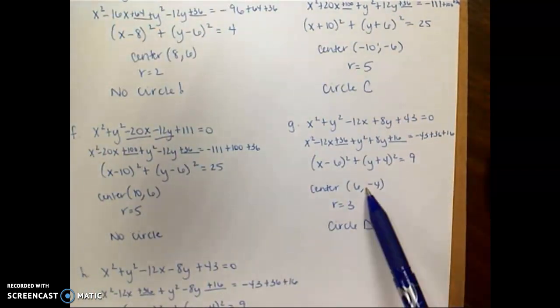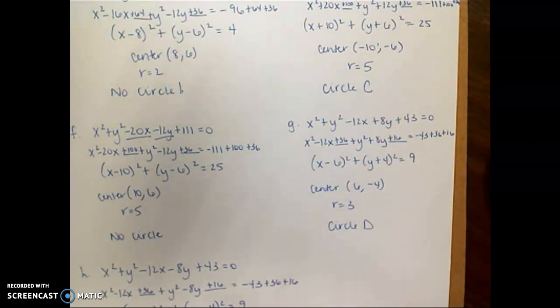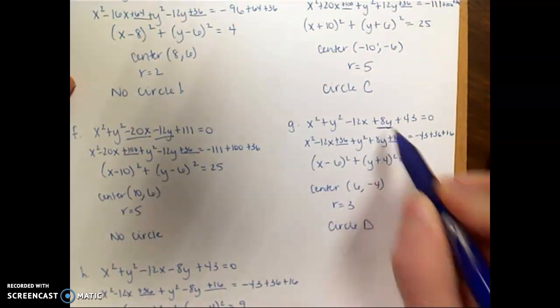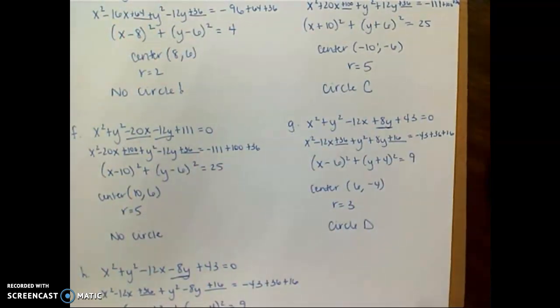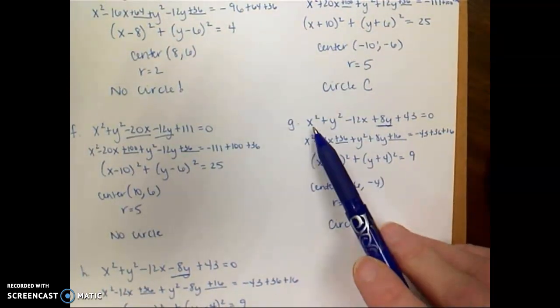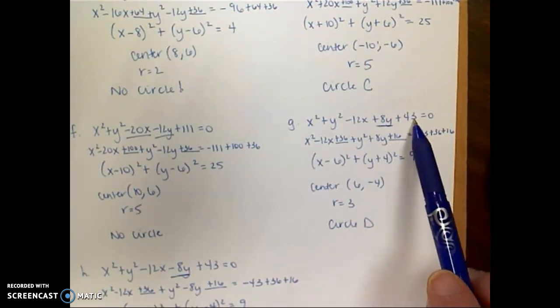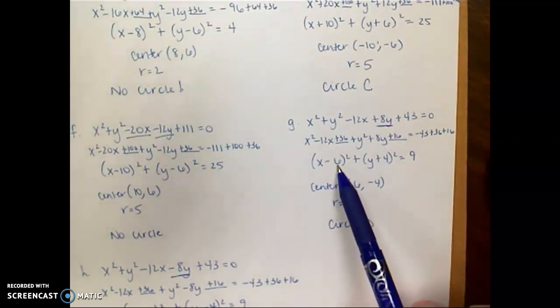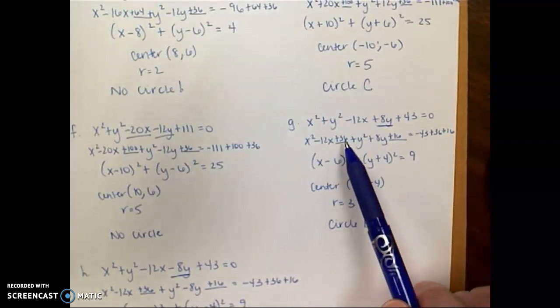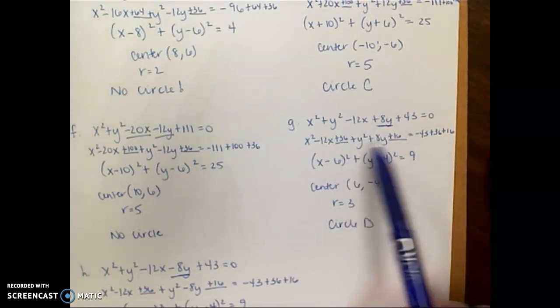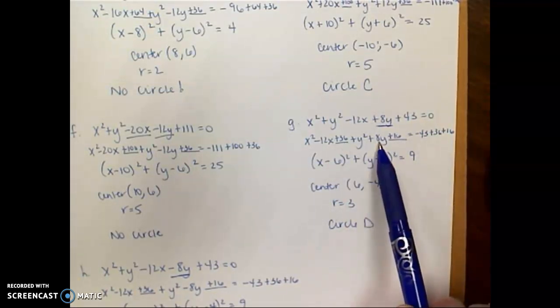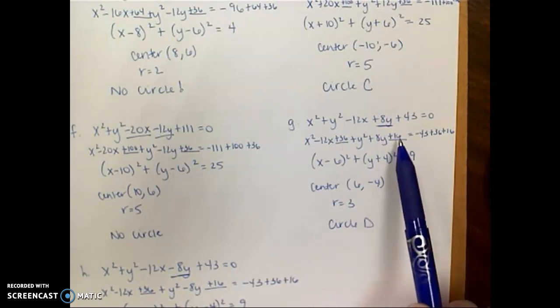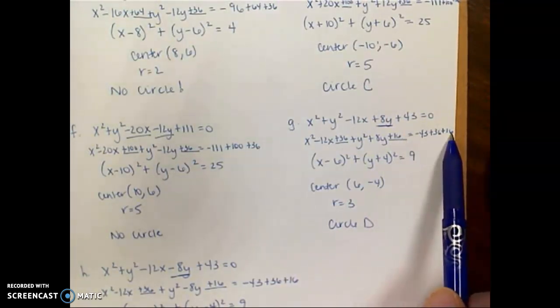G and H are very similar to each other. The only difference is the positive 8y and the negative 8y. When you group your x's and your y's and bring 43 over and make it negative, half of negative 12x is negative 6. Negative 6 squared is positive 36. That's what you're adding to both sides. Half of 8 is positive 4. 4 squared is 16. That's what you're adding to both sides.